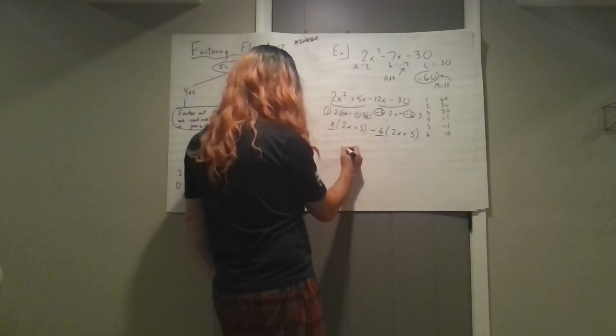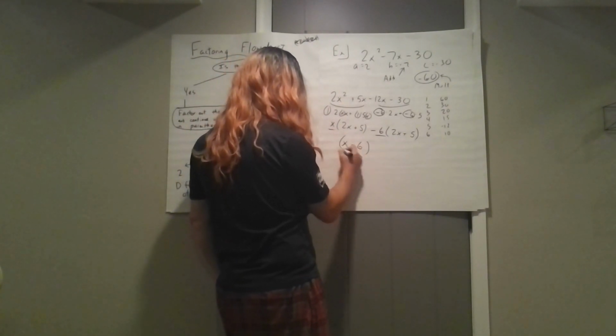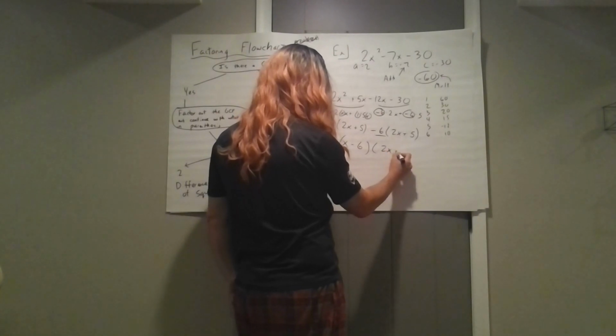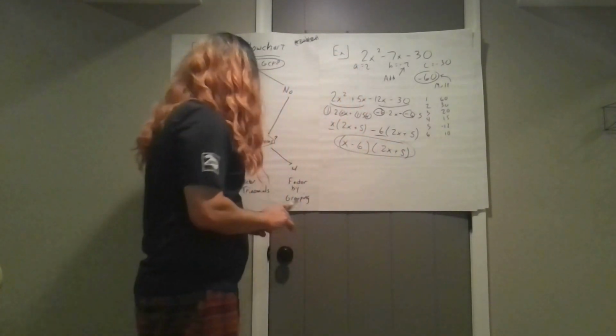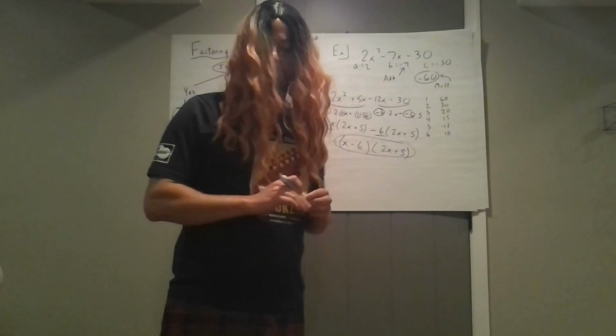Boom. Outsides, x minus 6. Insides, 2x plus 5. Circle it, and that's our answer.